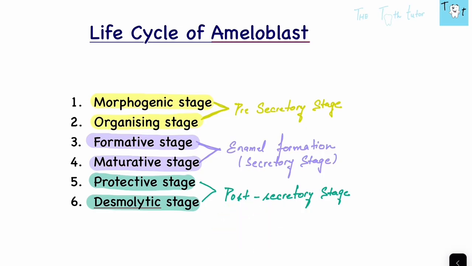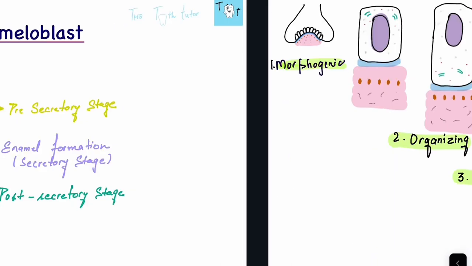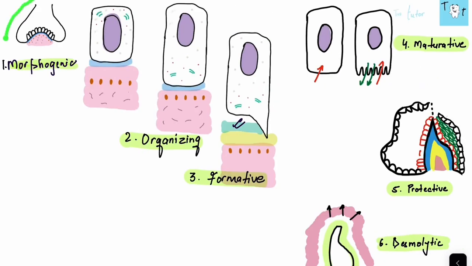Okay, so the first stage is called the morphogenic stage. The second is the organizing stage. The third is the formative, then maturative, protective, and desmolytic stage. Now, I'll just give you a brief overview of what happens in every stage. So, in the first stage, the morphogenic stage, this is the inner enamel epithelium. Okay, so there are no changes taking place in this stage. This is the whole thing.